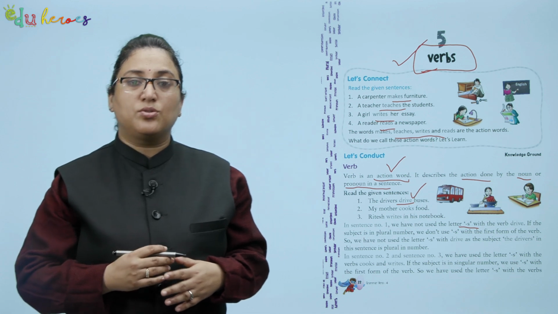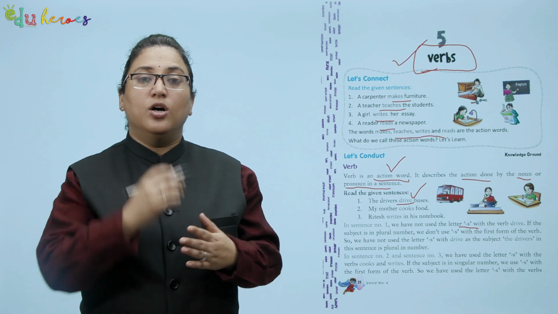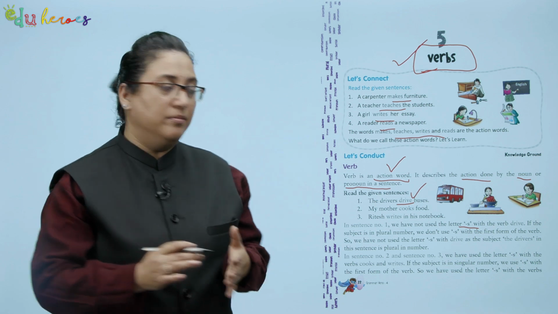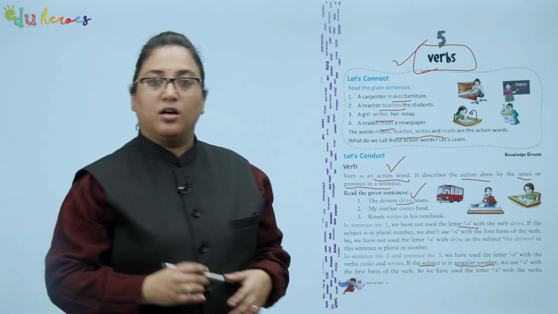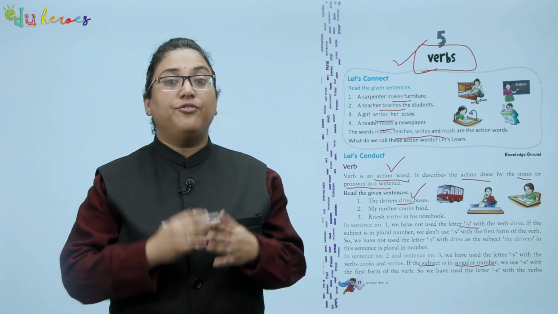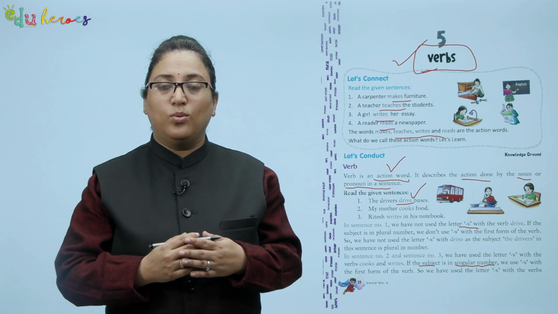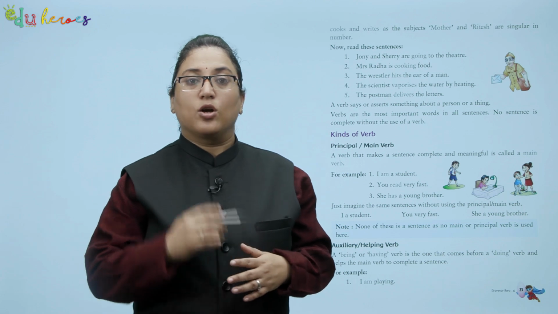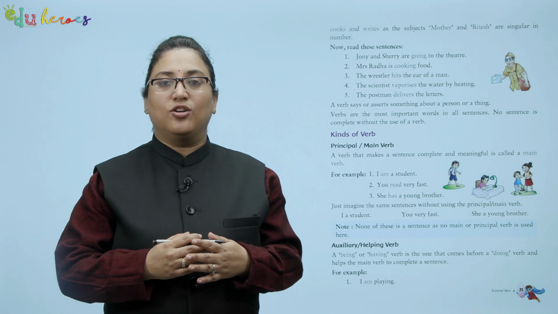Whereas, in sentence number 2 and sentence number 3, we have used the letter S with the verb cooks and writes. If the subject is in singular number, here singular subject. So, pay attention to the subject. We use S with the first form of the verb. So, we have used the letter S with the verbs cooks and writes as the subjects mother and Ritesh are singular in number.